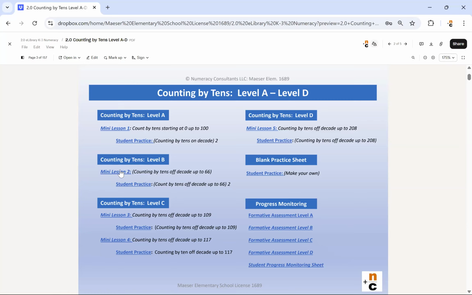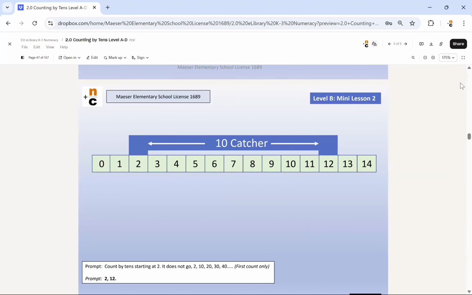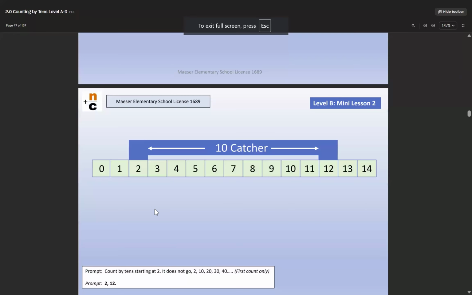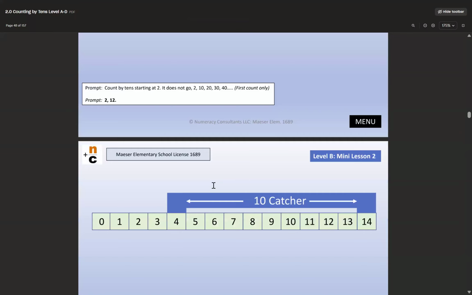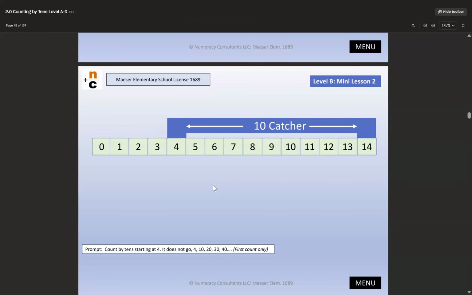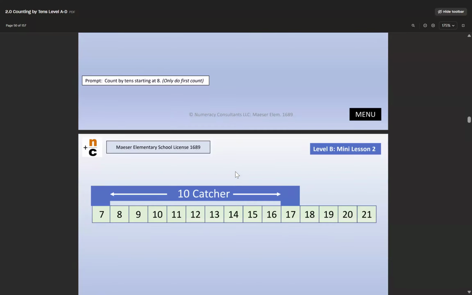Let's say you're working with a student whose instructional level is level B, which means they can't count by tens off decade. You would do mini lesson two. The way this is set up, there are always prompts, and you just read those prompts as you go through. You don't have to only read the prompts; they're there to help guide understanding of the lesson's goal, and you can always add your own things. This whole lesson is about teaching kids, instead of counting 10, 20, 30, 40, 50, 60, to count by tens off decade: 4, 14, 24, 34, and so on.